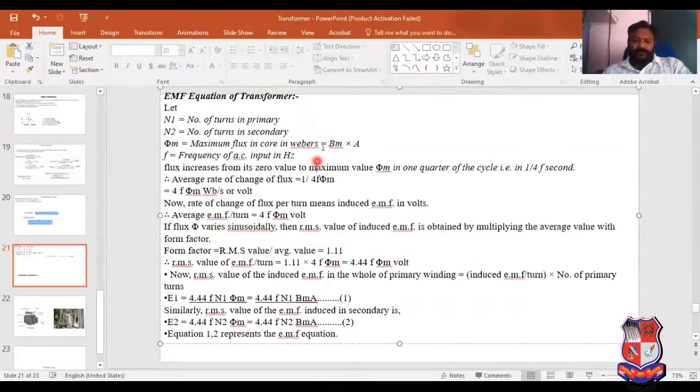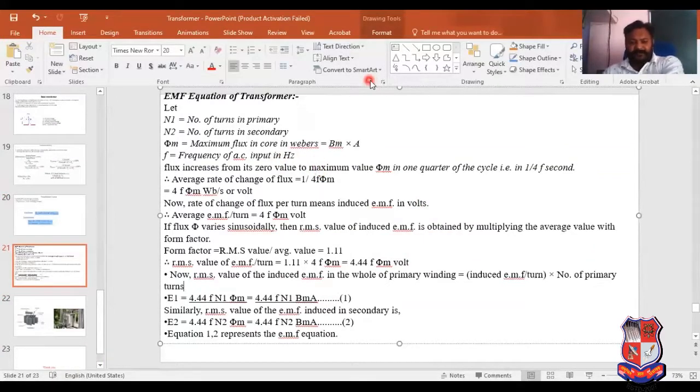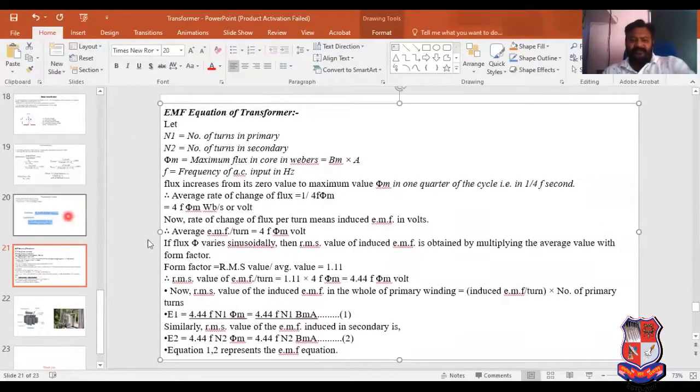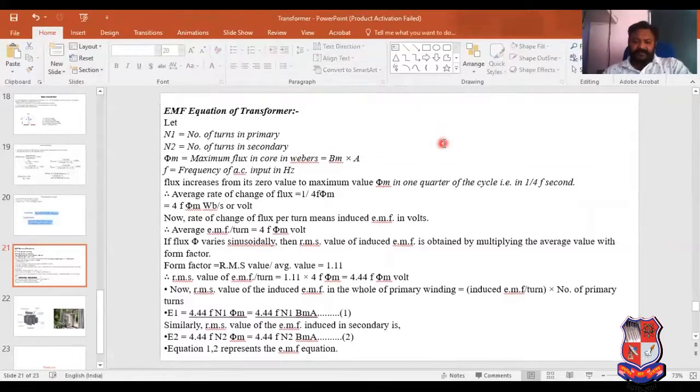Now one more topic is the EMF equation. What happens when you give supply to your primary winding? EMF is induced in your secondary winding, right? So what will be the value of that? For that we calculate the EMF equation.